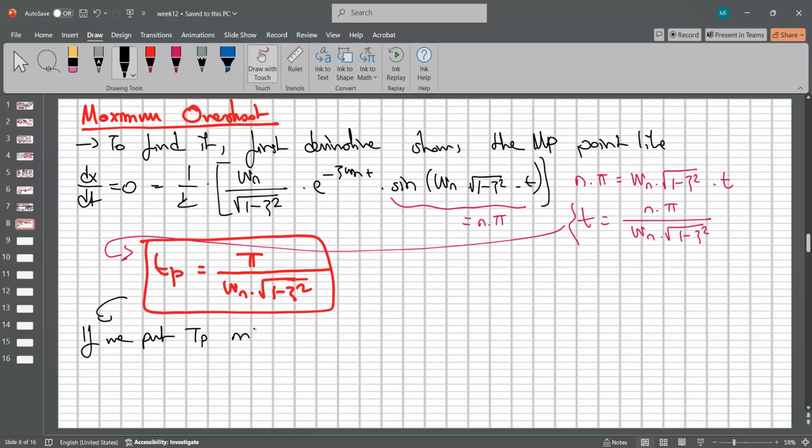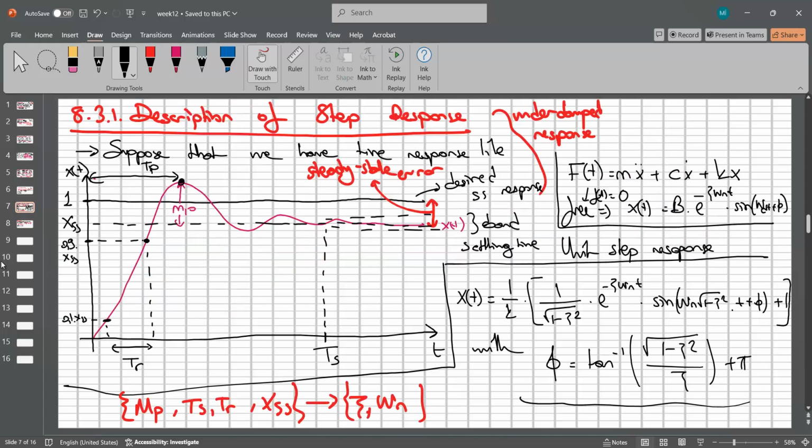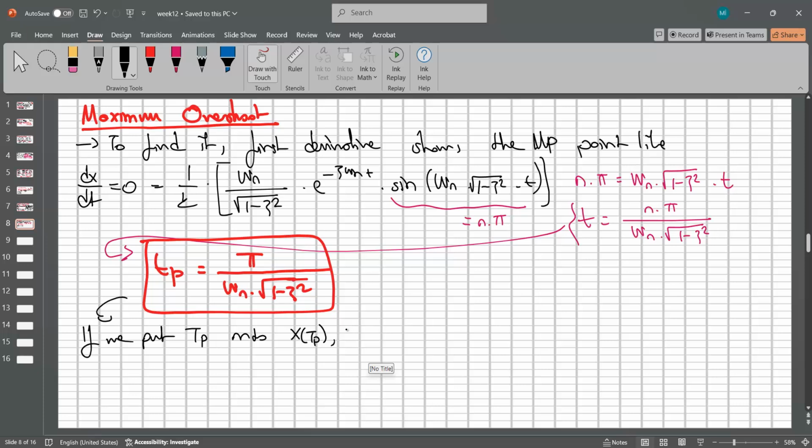Okay? If this is the case, and this is the TP, then if we put TP into x(TP), this equation, we will have this solution, X max, right? Because it's the maximum point. And so 1 divided by k times 1 plus e to the power of minus pi zeta divided by square root of 1 minus zeta square. I'm putting just the equation. Okay? So, what is the value of the MP?